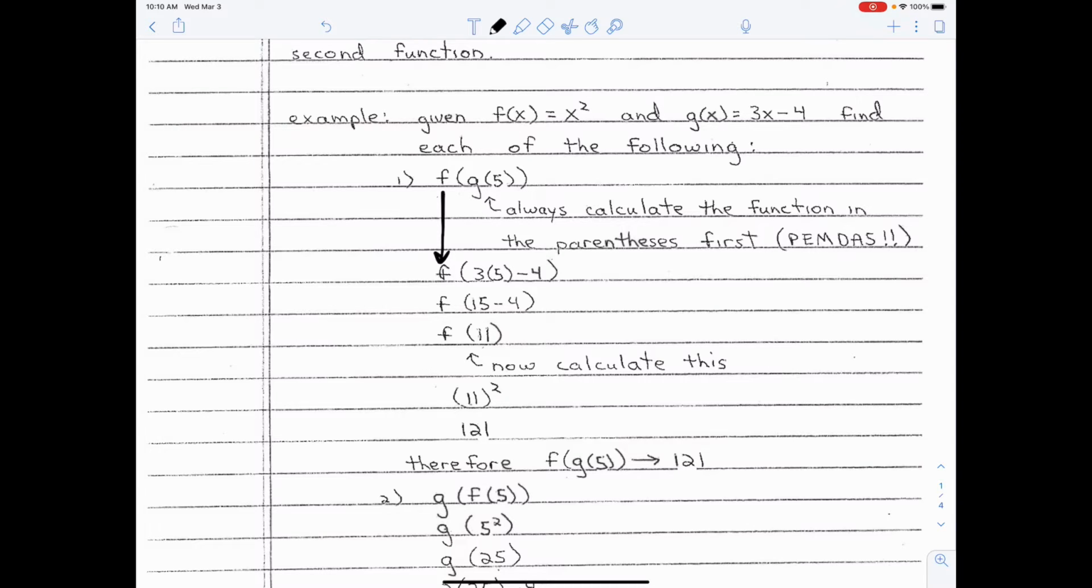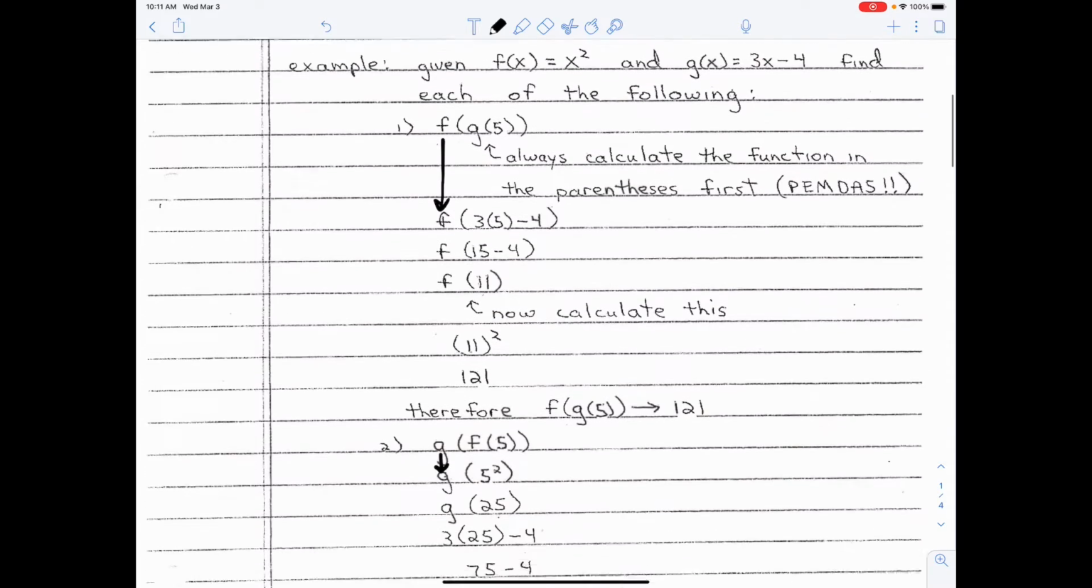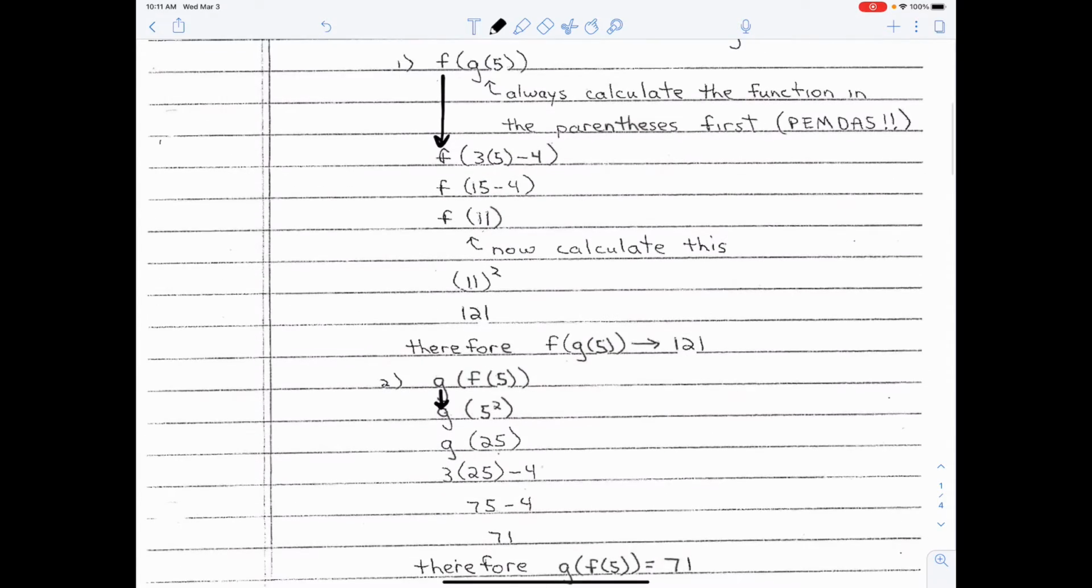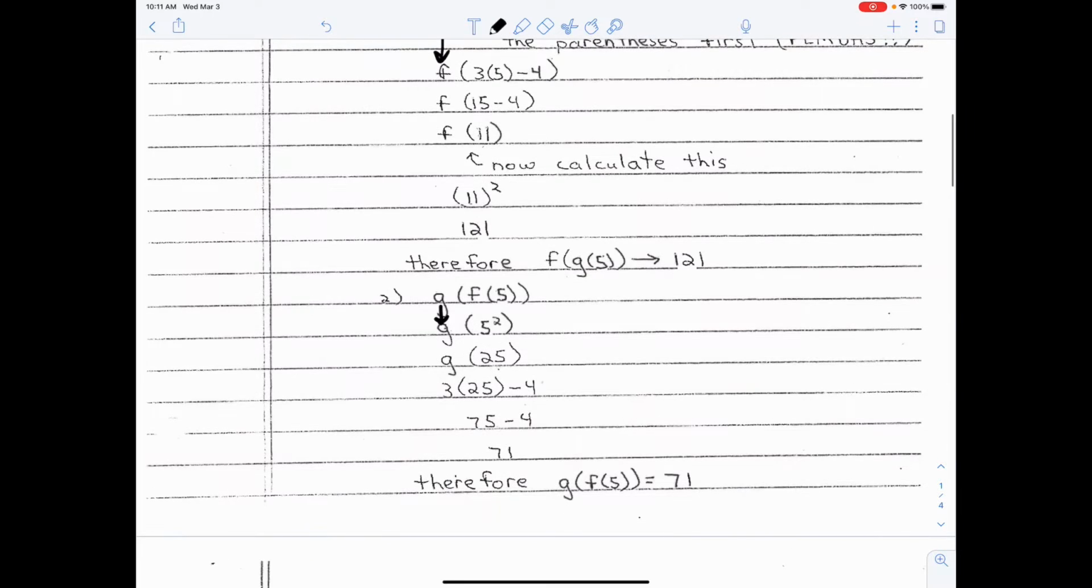So if we find g of f of 5, what are we going to do? We're going to find f of 5 first, and we're not going to do anything with g. We're just going to carry it down until we actually perform what's in the parentheses first. So f of 5 is 5 squared, which is 25. Now we'll find g of 25, which is 71. So that's pretty much it.